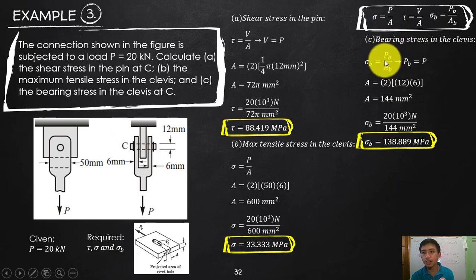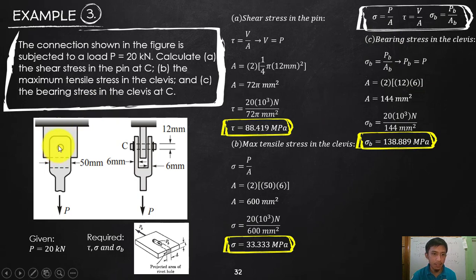And then later on, we will now go here on the last unknown, bearing stress on the clevis. So look at this problem. We try to consider every type of failure. It's either failure by means of tension on the clevis, failure by means of shearing on the pin, or lastly, failure by means of tearing on the clevis because of bearing stress. Okay. So now let's proceed to bearing stress.